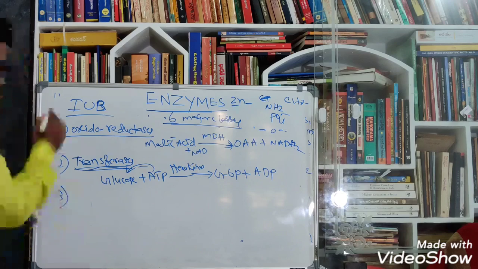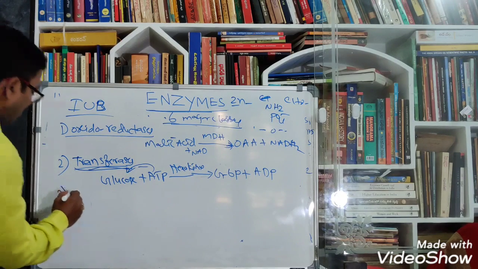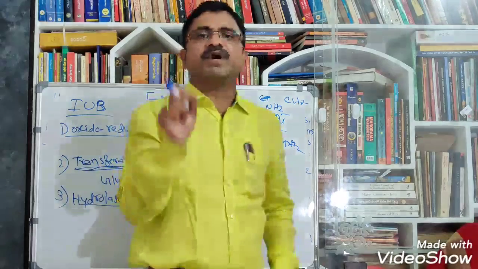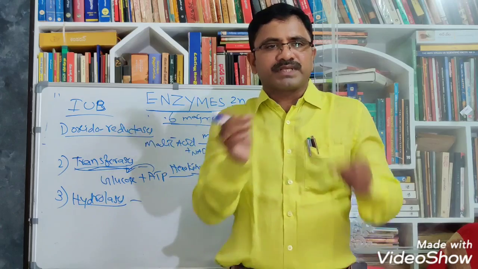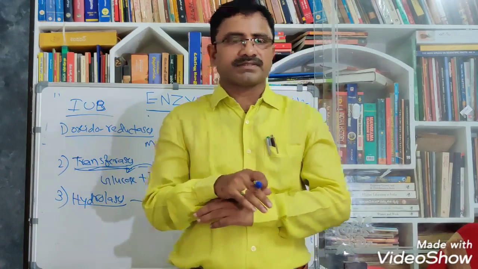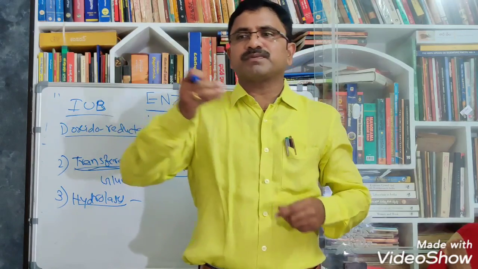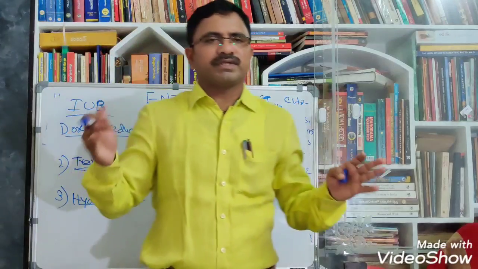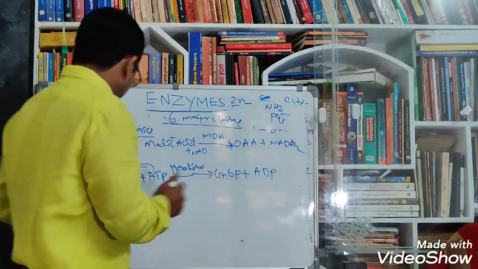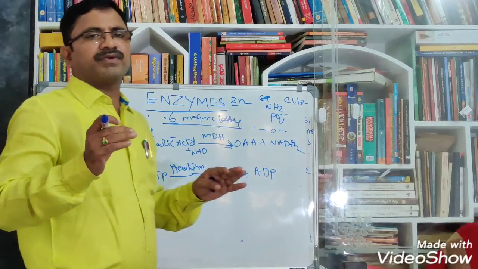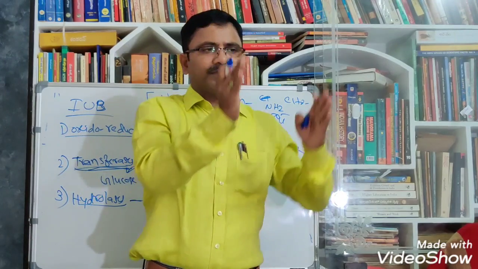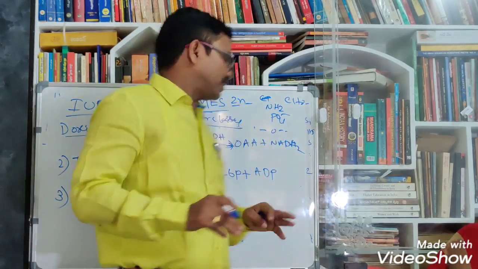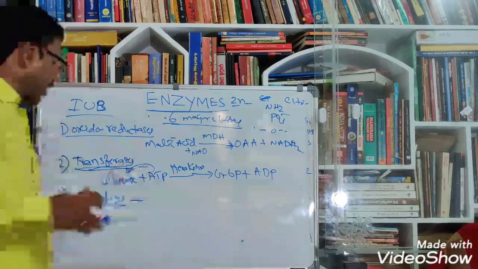Next, the third major class of enzymes is hydrolases. Here, hydro refers to water. In the presence of water, these enzymes cleave the substrate into simpler substances. They break the bonds of the substrate to form simpler products. These enzymes are known as hydrolases. All digestive enzymes like lipases and peptidases belong to the hydrolases category. In other words, they convert complex substances into simpler substances in the presence of water.